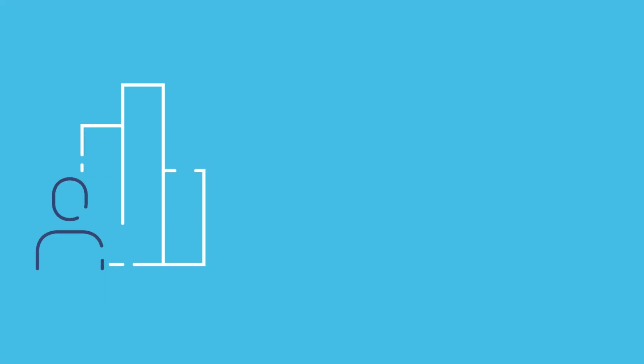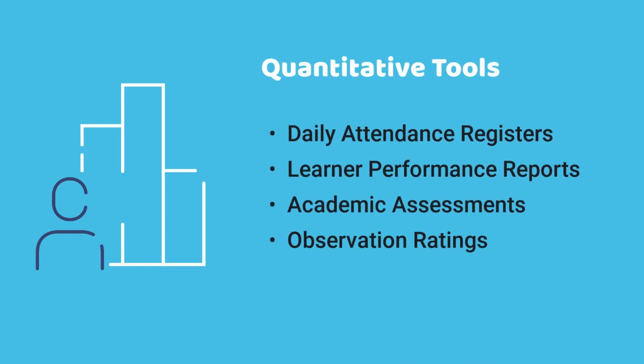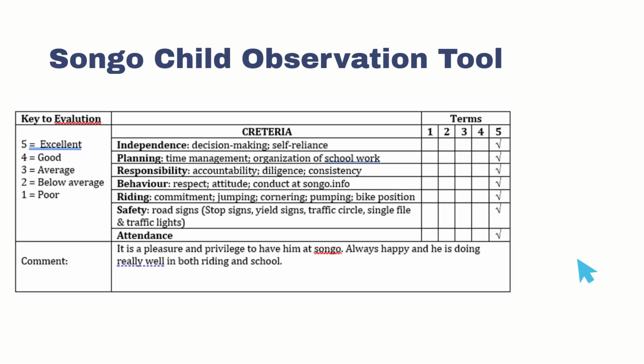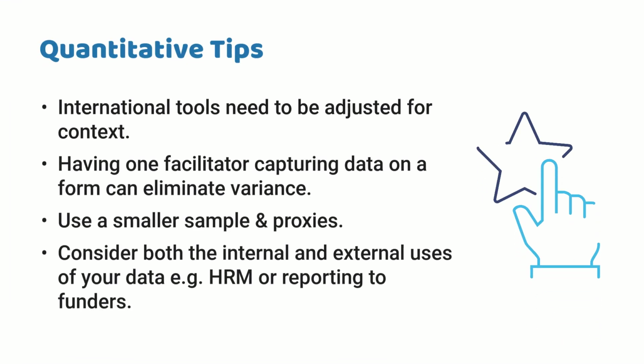An example of quantitative tools for after-school programs are daily attendance registers, learner performance reports, academic assessments, and observation ratings. This is an example of an observation tool used by the organization Songo. A facilitator would be responsible for observing and rating the learner. Here are some tips to consider for quantitative tools. Pause here to take note of these tips.